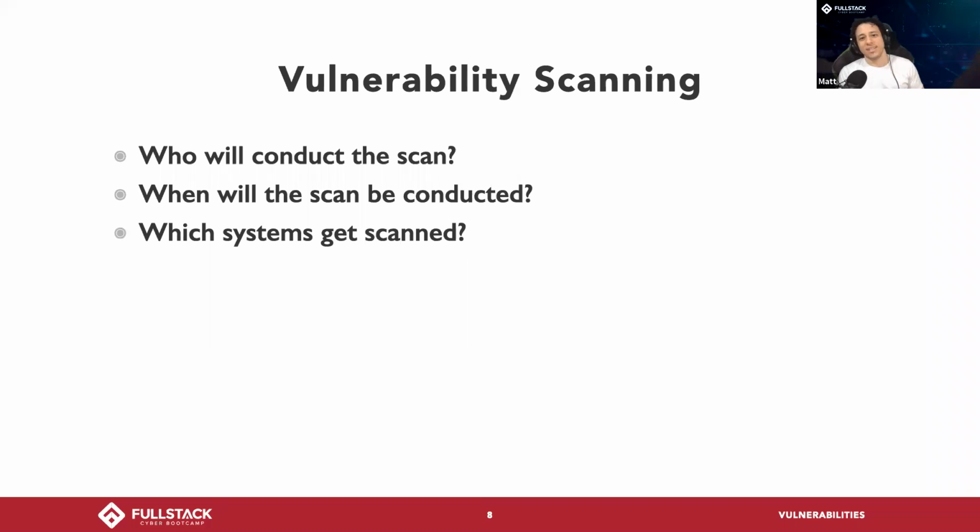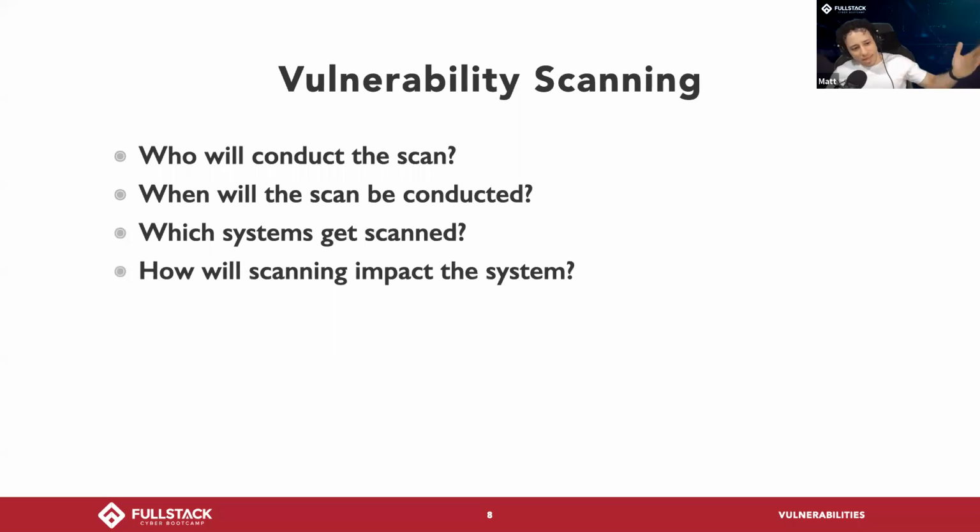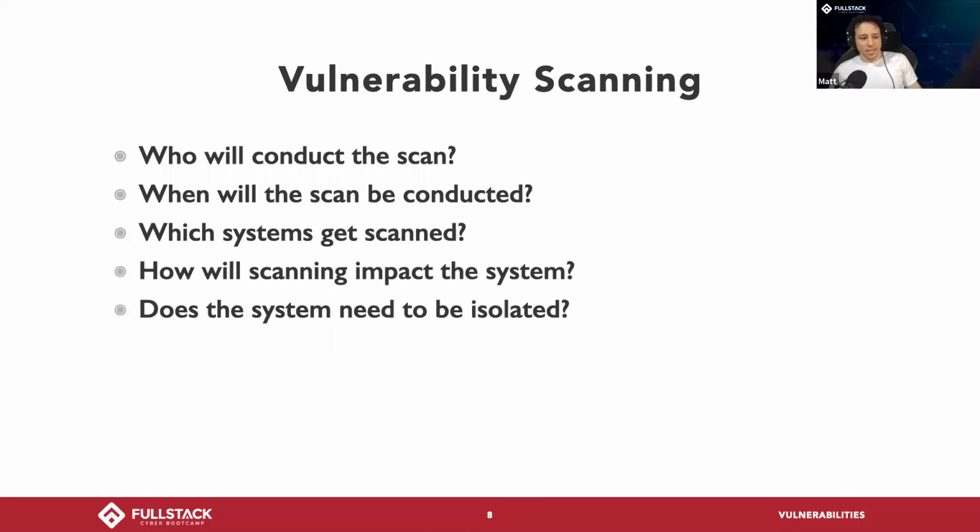Again, which systems get scanned? Depending on how you model your threats and how you manage your risk, maybe you just don't scan some of them because scanning them will take way more time. It's all about managing these things. There's no perfect solutions. You're always going to be making trade-offs. Again, how is scanning going to impact the system? Will scanning it slow things down? Will it take things down? Does the system need to be isolated? By this, I mean, do you need to take the system out of production and put it into some other environment before you can actually test it?